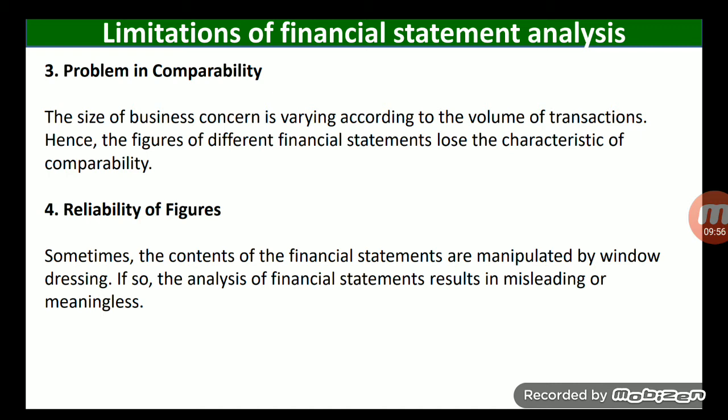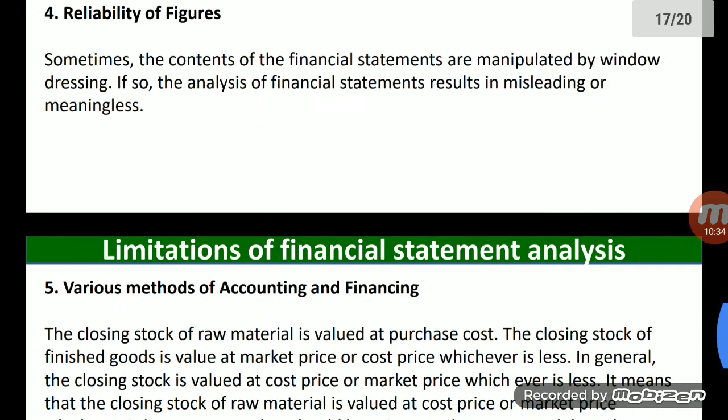Some extra information is cooked up there, and sometimes underestimations and undervalued figures can be there. So this is a very serious limitation of analysis of financial statements, that is the reliability of the figures and the trust we can put on the figures depicted in the different financial statement instruments such as balance sheet, income statement, cash flow, etc. So the reliability of figures is a serious limitation of financial statement analysis.